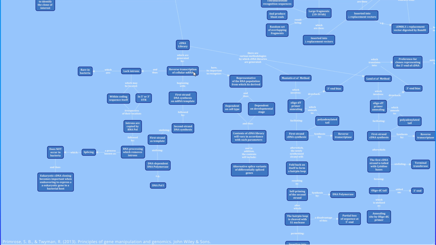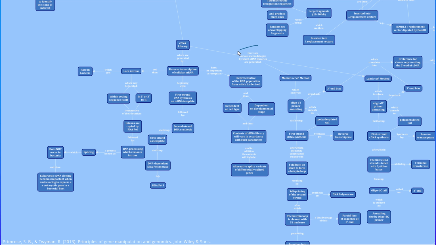Here, it's important to recognize about reverse transcription of cellular messenger RNA that the cDNA library is representative of the RNA population from which it is derived, and thus it's dependent on the cell type, and it's dependent on the developmental stage. And so contents of a cDNA library will vary in accordance with such parameters. And in addition, the contents will include alternative splice variants of differentially spliced genes. So you have to keep those things in mind.